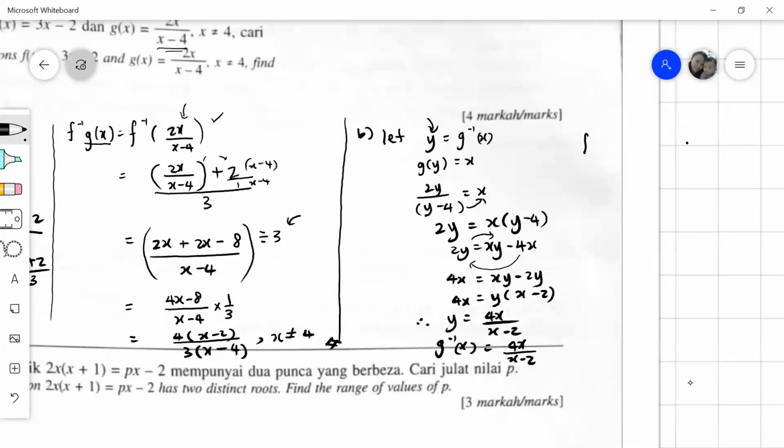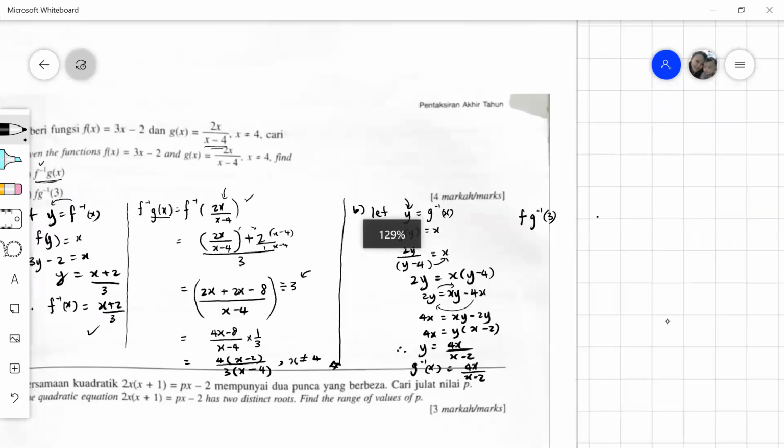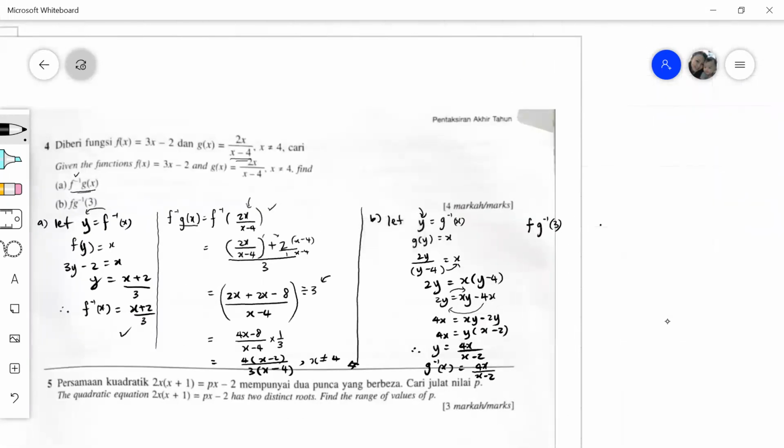Okay. We want f G inverse 3, right? f G inverse 3. Let's check. Yes, f G inverse 3. So now I have function f, I have function G inverse, just use it. Always start with the function with the object. f, just leave it alone first. Substitute G inverse 3. So the G inverse says 4 times object over object minus 2. Okay, this will be the object for our f.